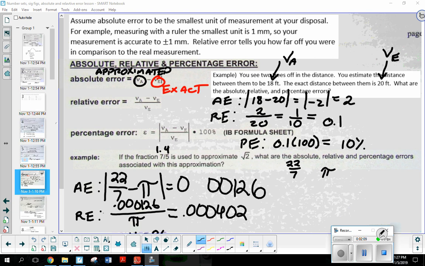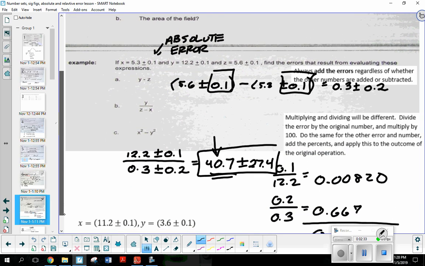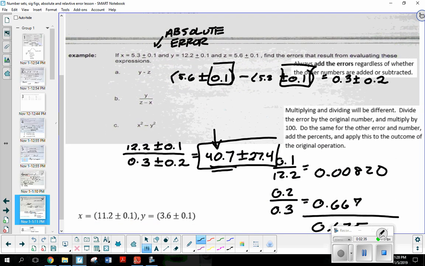Now, relative error is when you take the absolute error and divide it by the exact value. Relative error tells you how far off you were in comparison to the real measurement. Percentage error is very much related to relative. You simply take the relative error and multiply it by 100 to move the decimal over, and you've got your percentage. We did this several times yesterday, and we took care of part A, then we just finished up B.